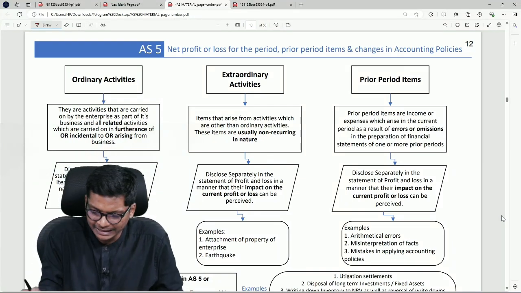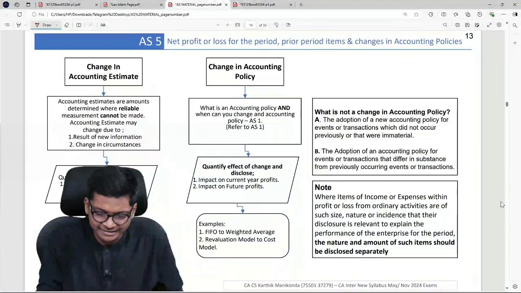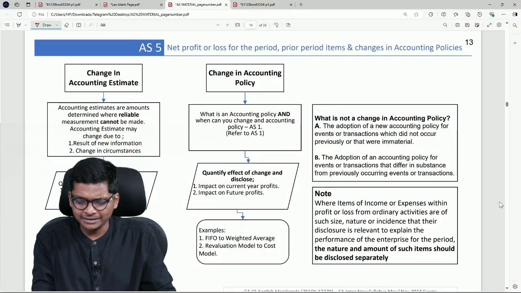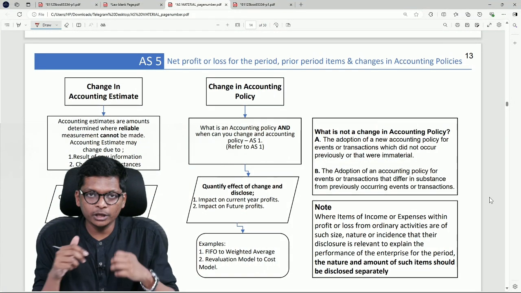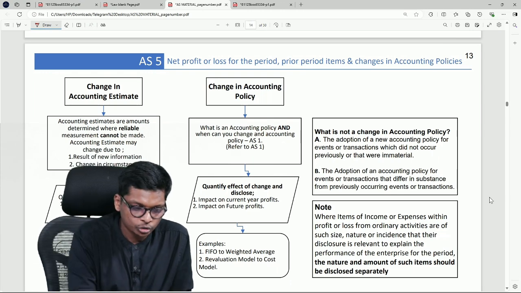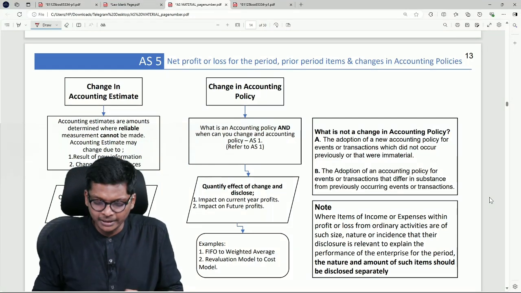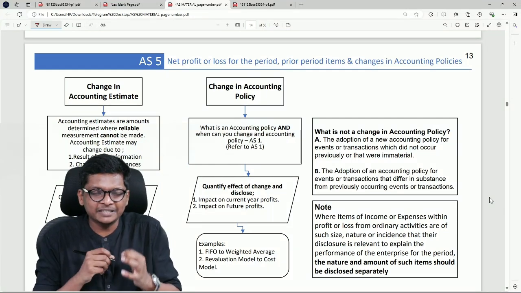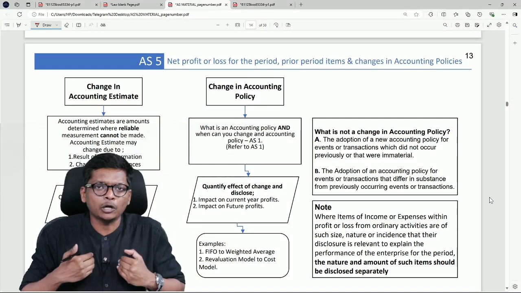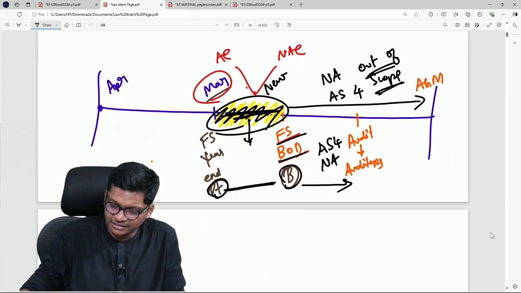Now in AS5, here they are discussing accounting policies. I am only going to discuss that concept related to this question. So in AS5, what is an accounting policy? Accounting policy refers to specific accounting principles adopted by the enterprise in the preparation and presentation of financial statements.